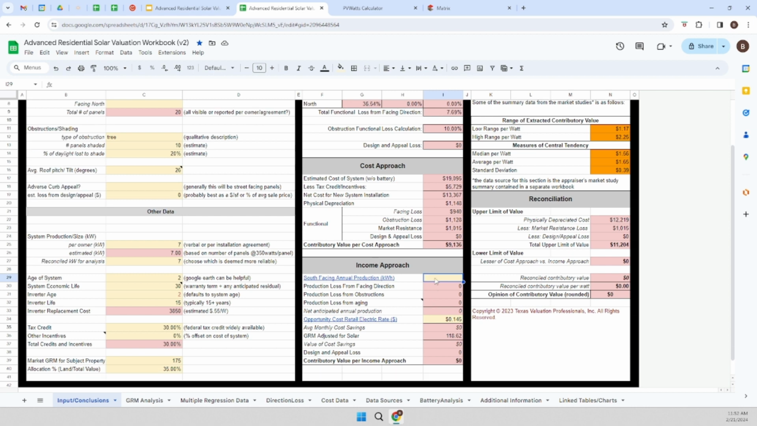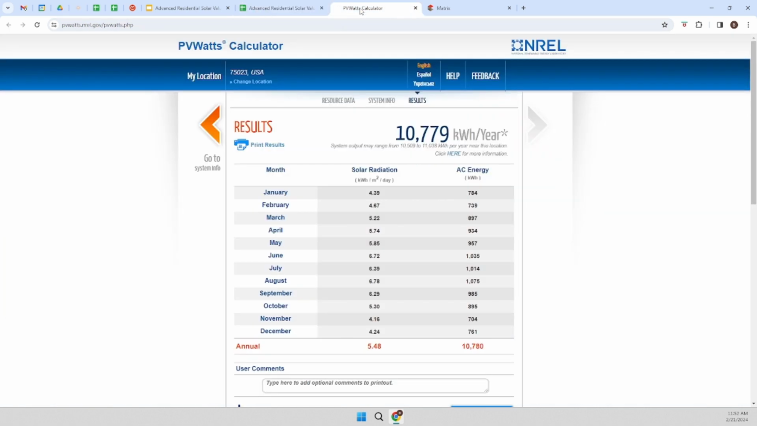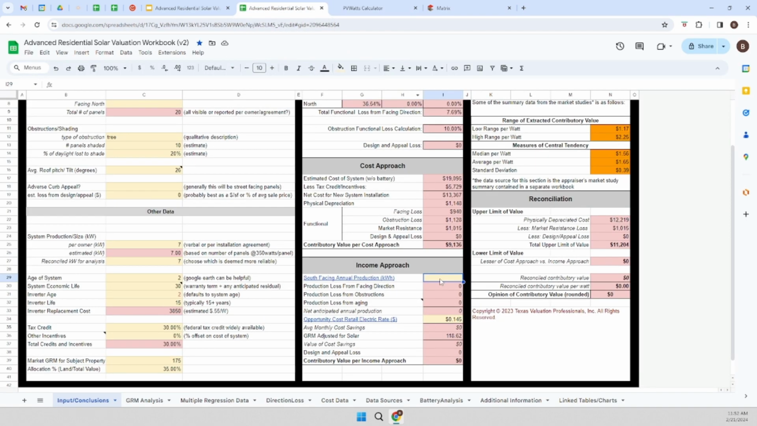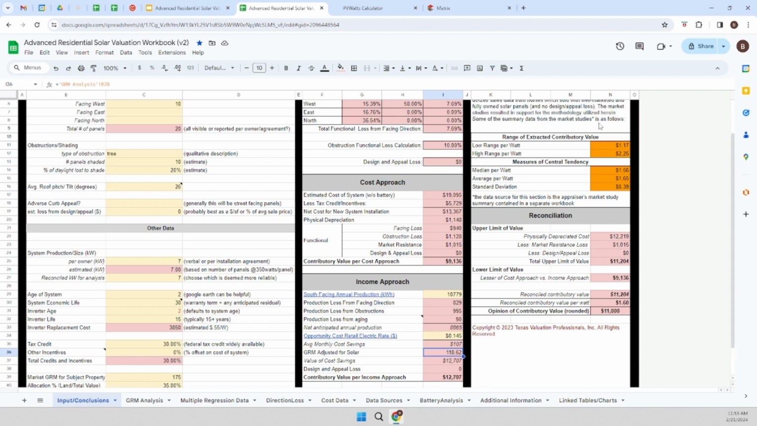And now I'm going to look at the income. I want to have a production estimate, which I can obtain from PV Watts, a site where you can get production estimates from that information. So that production estimate was 10,779 at my current electric rate. That's an opportunity cost rate, which I can talk about another time. And I've integrated already my market data into both approaches.